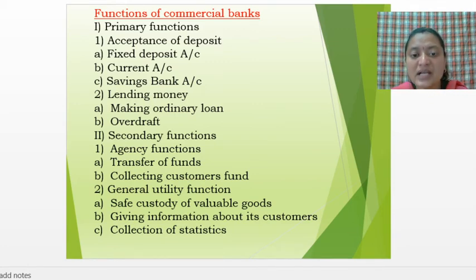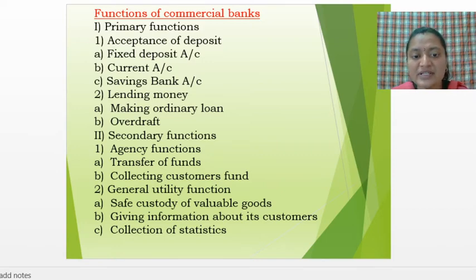The next one is collecting customers' funds. Once you transfer the funds from one bank to the other, afterwards comes collecting the customers' funds. The bank also collects the funds of the customer, whatever the customer wants to give. The next one is general utility function.